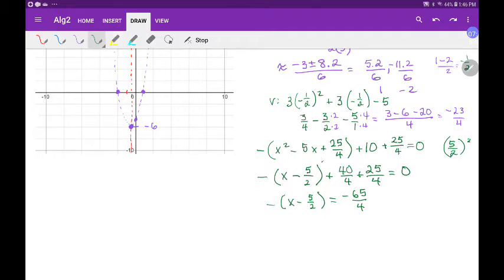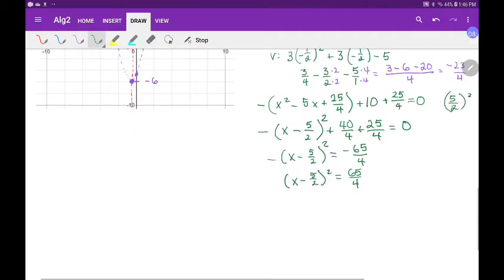Oh, I forgot to say squared. Sorry, squared. Bad, bad, bad. I forgot to say that. We'll say x minus 5 over 2 squared is equal to positive 65 over 4, because I took that negative and I got rid of it on both sides.